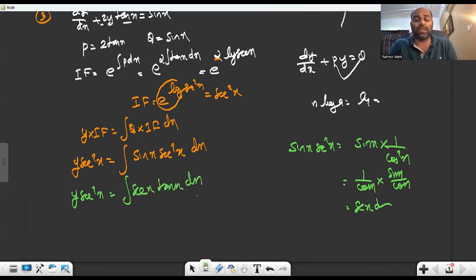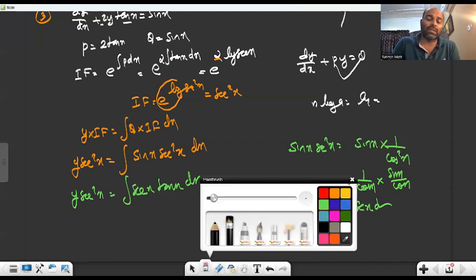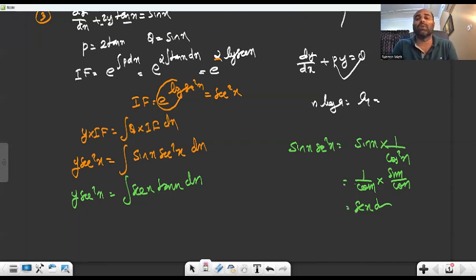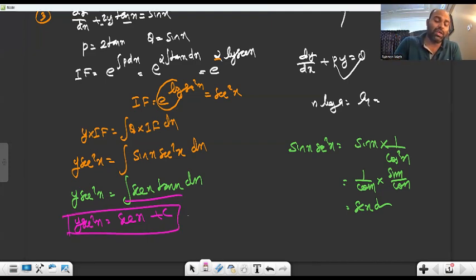That's a standard result: the integral of sec x tan x dx. The integral of sec x into tan x is sec x. This is a standard result, the first basic result. So y sec square x equals sec x plus c, because the integral of sec x tan x is sec x, a standard antiderivative. This we call the general solution, equation number 1.